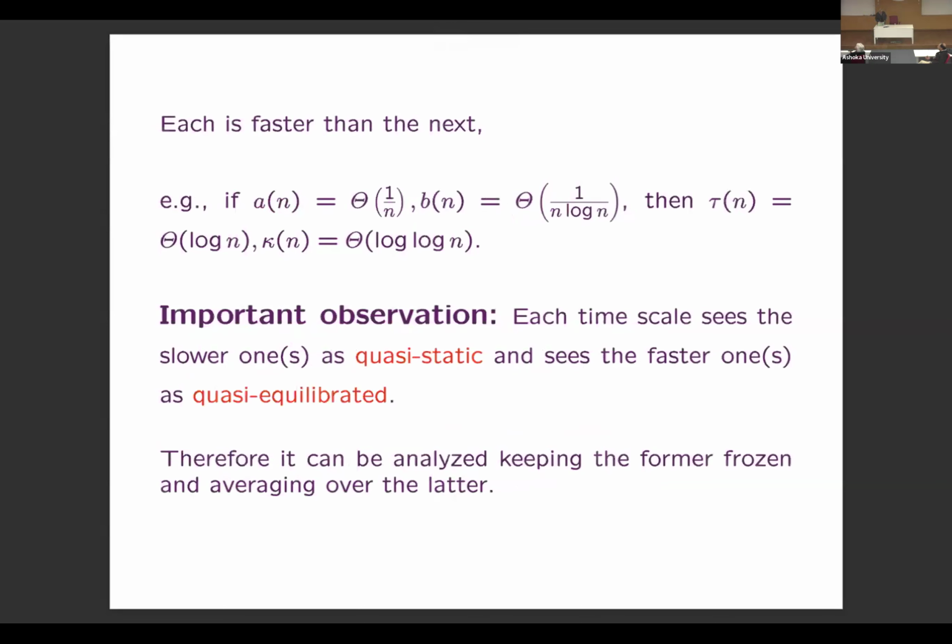So for example, if a(n) is of the order 1/n, and b(n) is of the order 1/(n log n), the natural time scale is just n. The fast algorithm time scale is like log n, and the slow time scale is like log log n.